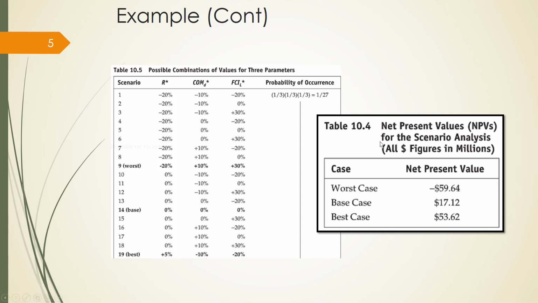And when they did those economic analyses, they found that their worst case had a negative $60 million net present value, and their best case had a positive $53 million present value. Now, their design showed a $17 million present value.